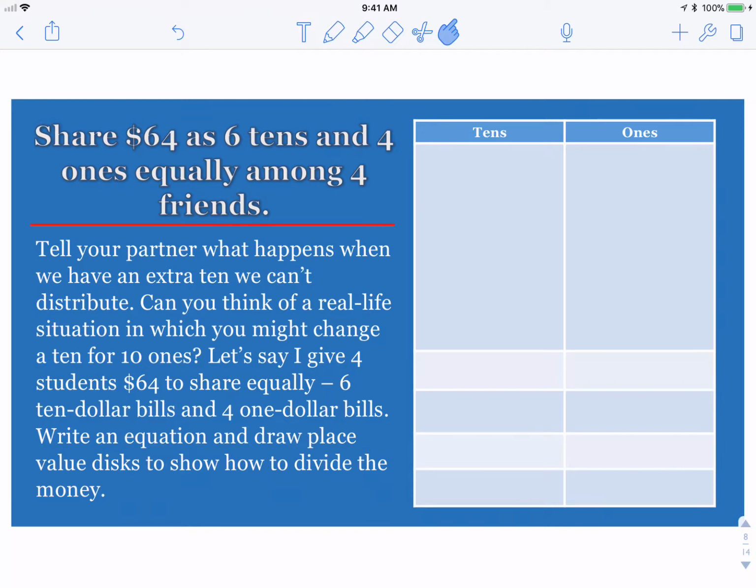Right. Share 64 as 6 tens and 4 ones equally among 4 friends. Okay, so I've drawn the place value chart. I've divided it into 4s. And then you're going to tell your partner what happens when we have an extra 10 we can't distribute. Can you think of a real life situation in which you might change a 10 for 10 ones? Let's say I give 4 students $64 to share equally. 6 $10 bills and 4 $1 bills. I write an equation and draw place value discs to show how to divide the money. So go ahead, see if you can solve that.